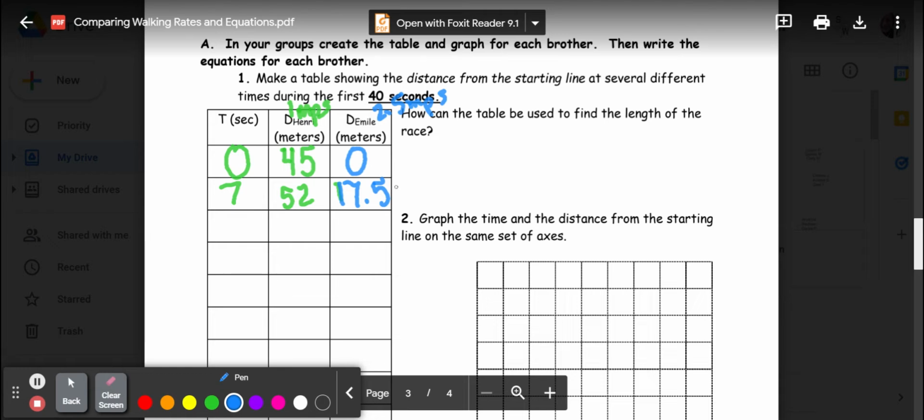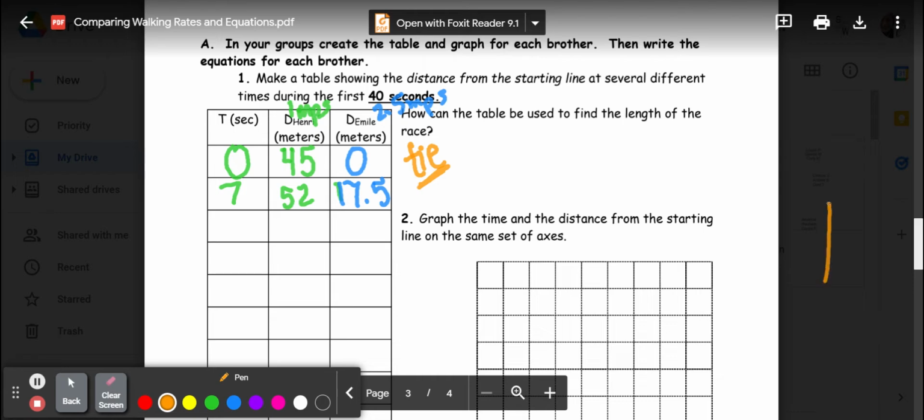I could choose a scale to go up by, but I'm not going to choose a scale of 1 because I want to be able to get up to 40 seconds. So the goal is to at least get 40 seconds in the table. You can go over 40 seconds, but you need to at least have 40 seconds somewhere in your table. Then you're going to try to figure out how I can find where they tie. I want to know where they tie because that's the length of the race, where they are side by side. So how can I use the table to figure that out?